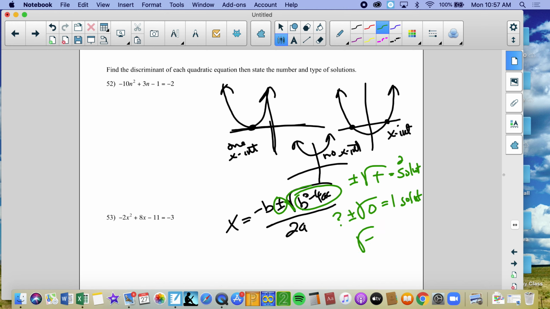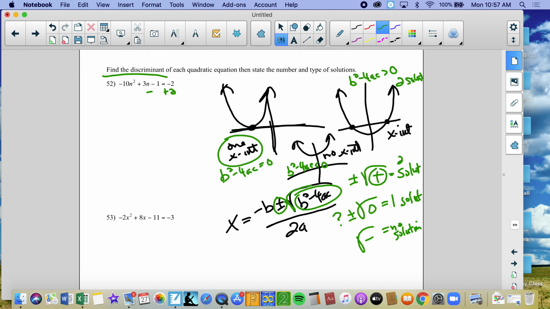And then when that is a negative number, we're going to get no solution because we can't take the square root of a negative number. So this is going to be one solution when our b squared minus 4ac is equal to 0. No solution is going to be when b squared minus 4ac is less than 0, meaning a negative number. And when b squared minus 4ac is greater than 0, that means it's positive, we're going to get 2 values, 2 solutions. So when it says find the discriminant, we have to use b squared minus 4ac.